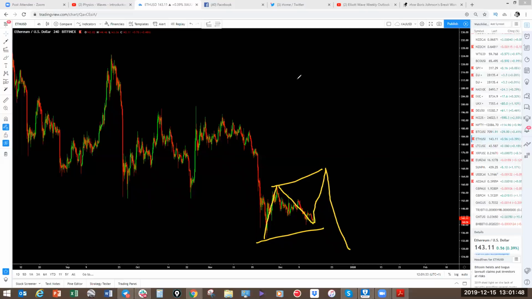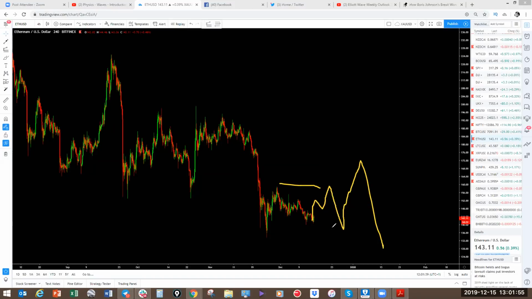So just note that this may even do this, and the structure can be a little bit more complex like that. So you've got this structure here, which is going to be also an A, B, and a C there. And then internally here, you'll have a W, X, and a Y. That is if this one becomes an impulse here. Okay, so that is what we're going to be looking at, a corrective structure. So you're just waiting for these corrective structures to build. So not a real trade here.